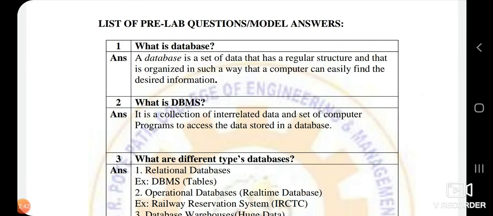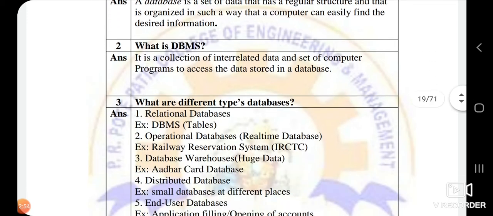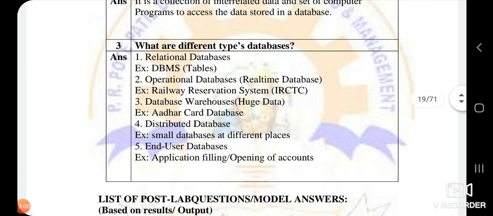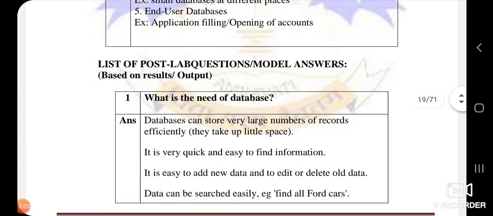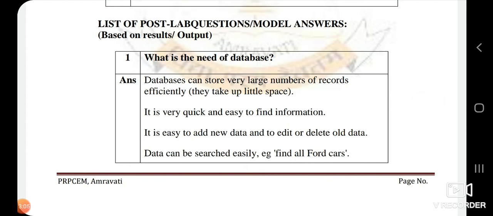A database is a set of data that has a regular structure and is organized in a way that computer can easily find information. What is DBMS? It is a collection of interrelated data and a set of computer programs to access the data stored in the database. What are the different types of databases? Relational databases, DBMS, operational databases, and so on. So these are the different kinds of databases. Now after studying all this, you understand what is the need of database.